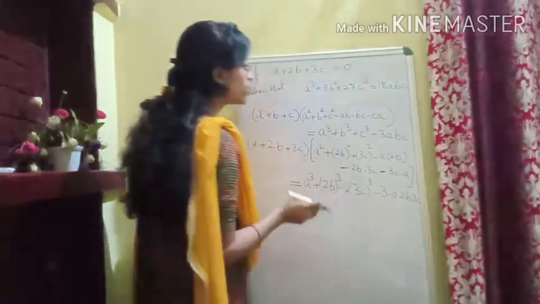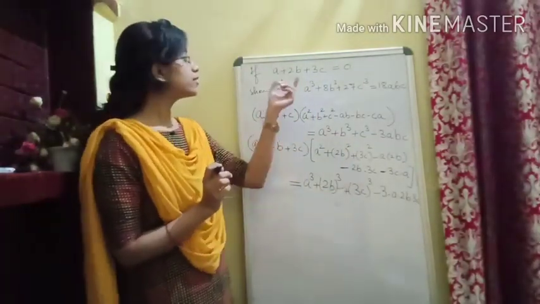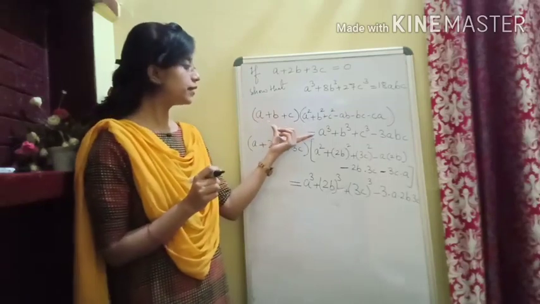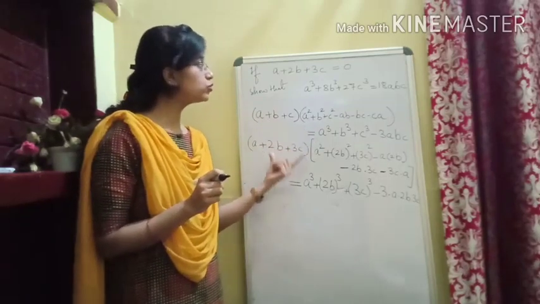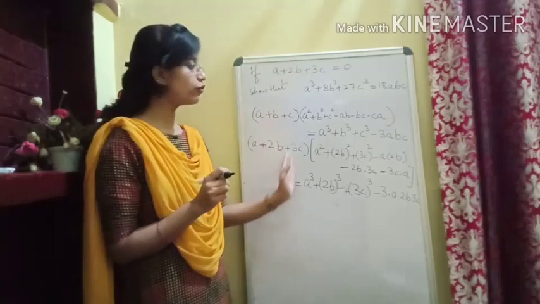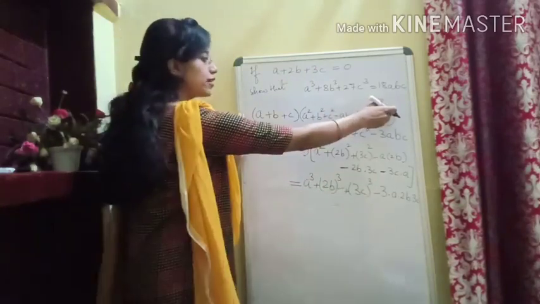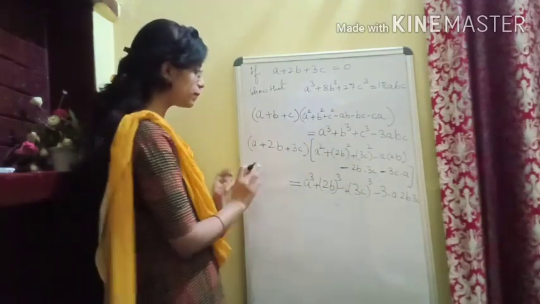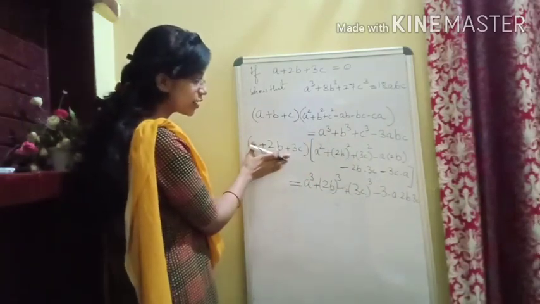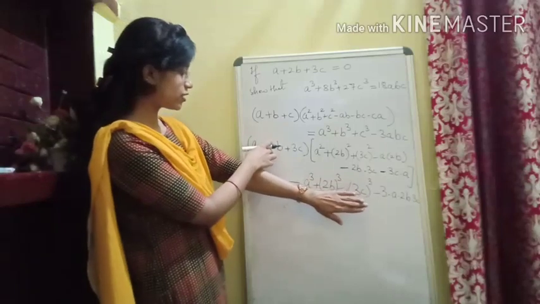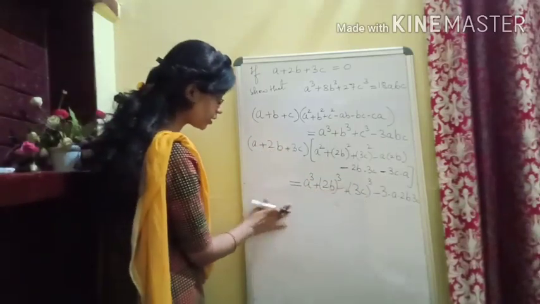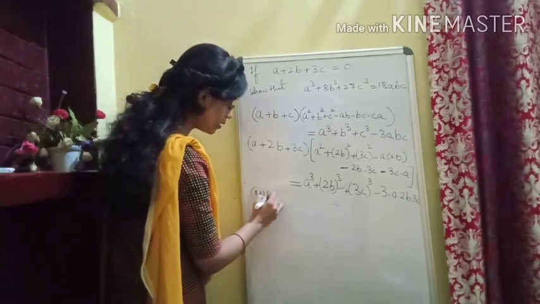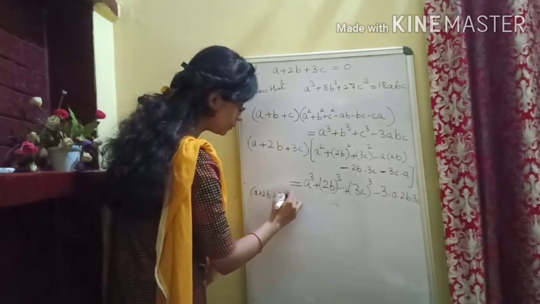Is it okay? That is what we did: we identified which identity we should use, we applied that identity, we kept the values comparing with our question, and now we are going to simplify. The left hand side we have put the values, right hand side we also have put the values. Now we are going to simplify. Let's see this left hand side. This bracket I am going to write like that only, that is A plus 2B plus 3C.